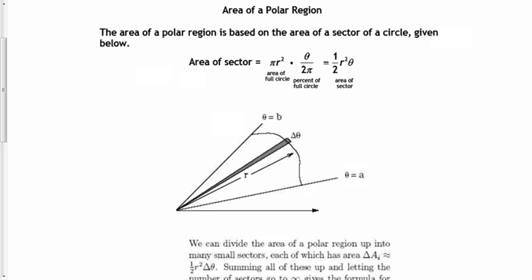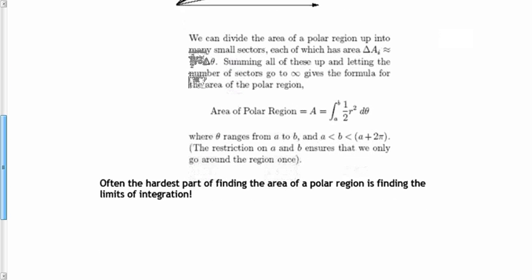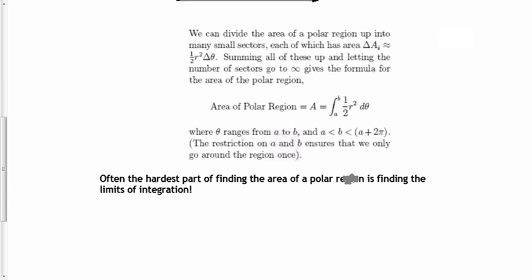So what we're going to do is we're going to use this formula right here, that the area of a sector is 1/2 the radius squared times theta, except, let's go down here, when we actually work it out, because we're summing this up and adding it up, the area of the polar region is the definite integral from a to b, whatever your bounds are, of 1/2 times the radius squared d theta.